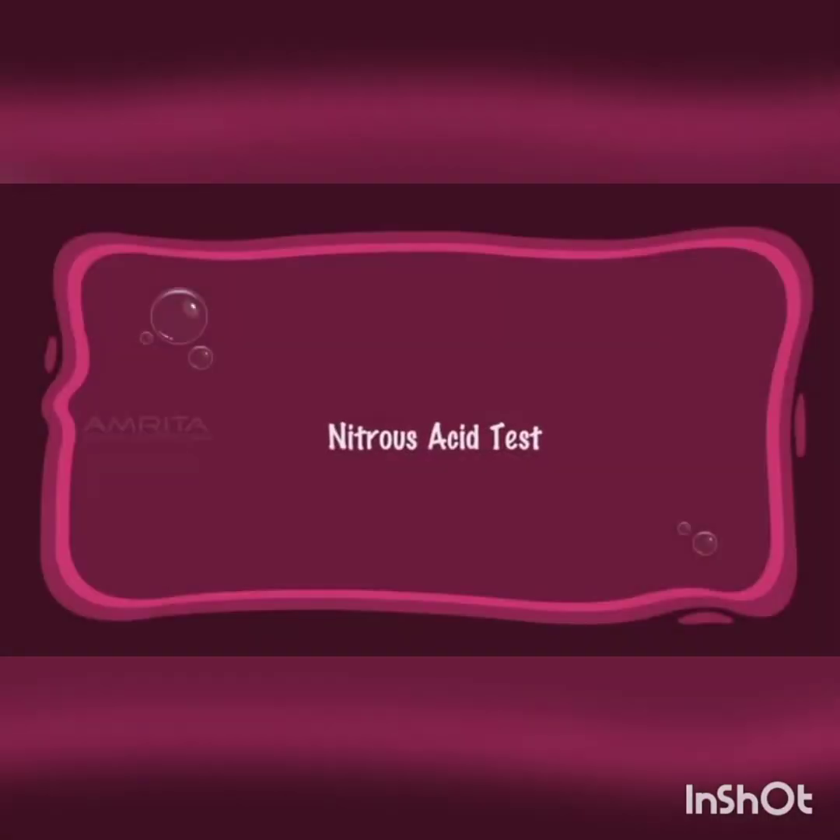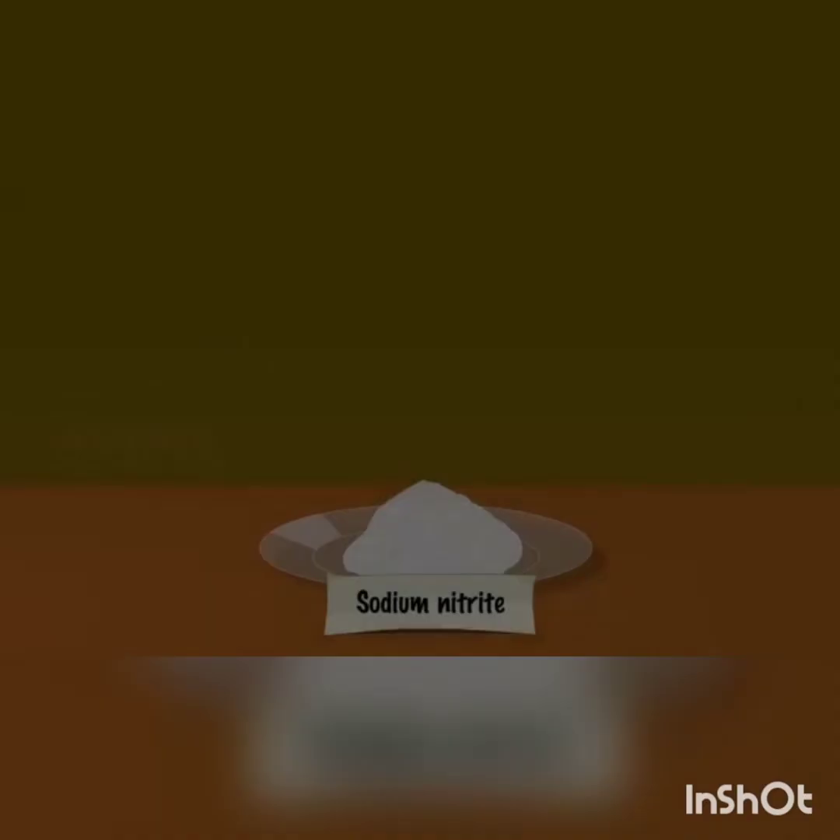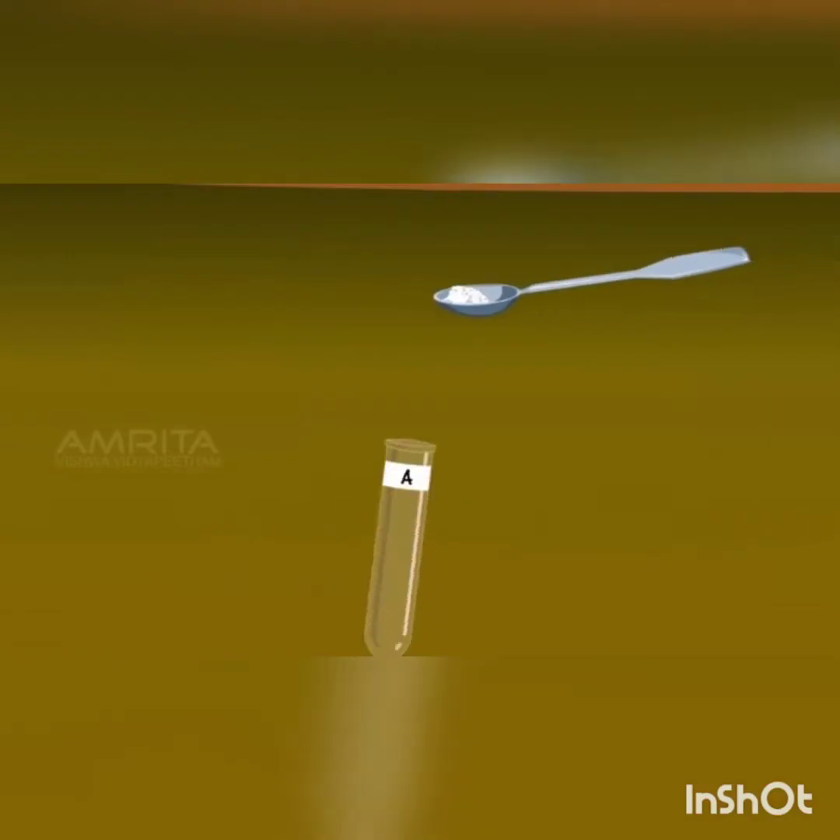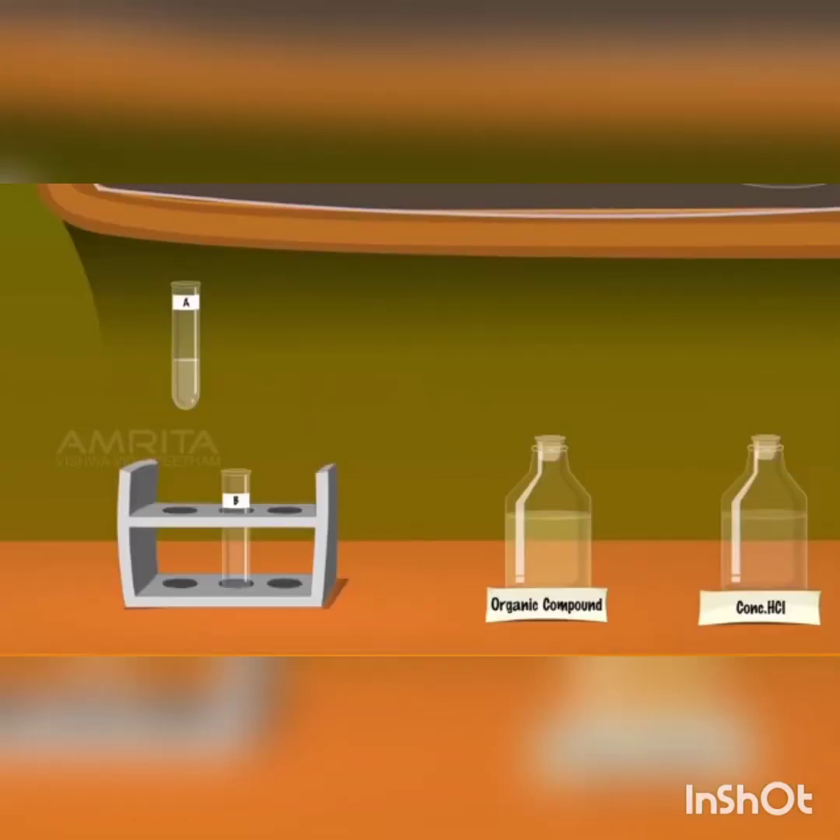Nitrous acid test. Procedure. Take a small quantity of sodium nitrite using a spatula. Take the test tube A. Transfer sodium nitrite into test tube A. Pour a small quantity of distilled water into it and shake the test tube well to dissolve sodium nitrite. Place the test tube in the rack.